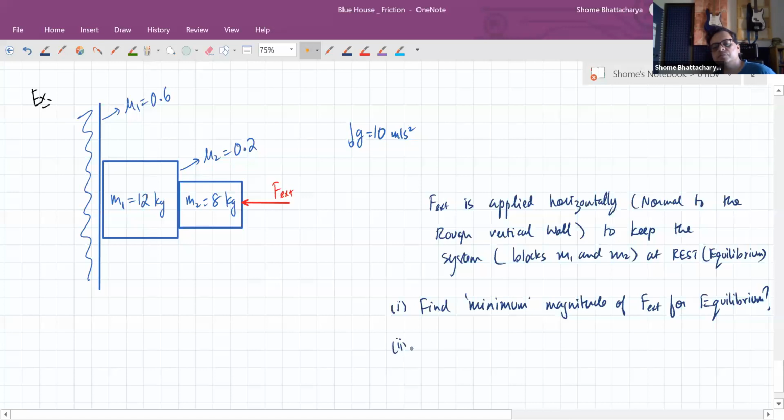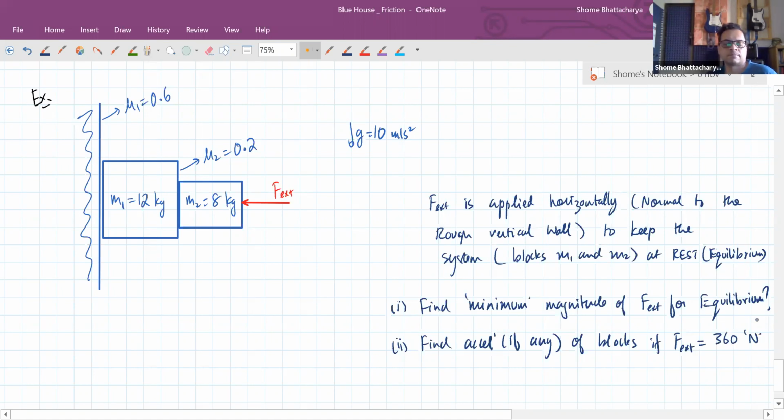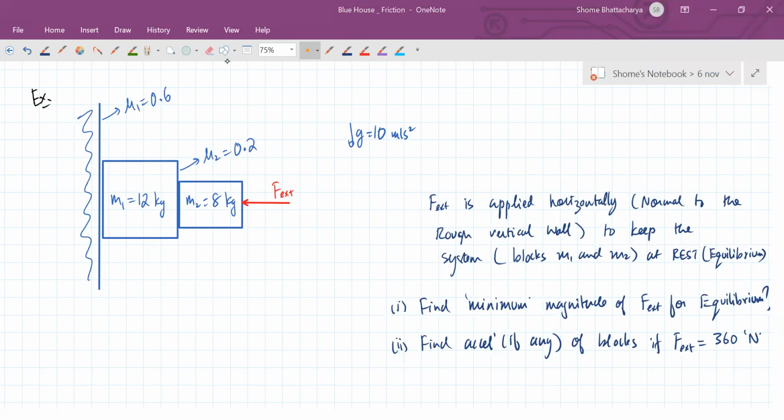And second, find the accelerations, if any, of the blocks if the external force we are applying is equal to, just a minute, 360 newtons. Okay, try this out and be very careful while you're solving this. Take into account that you need the equilibrium condition for both the blocks.